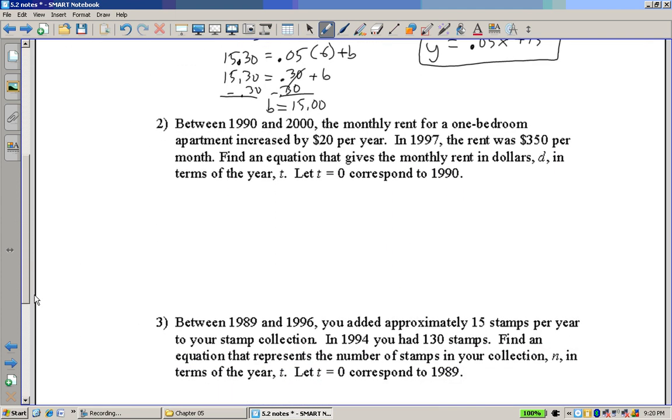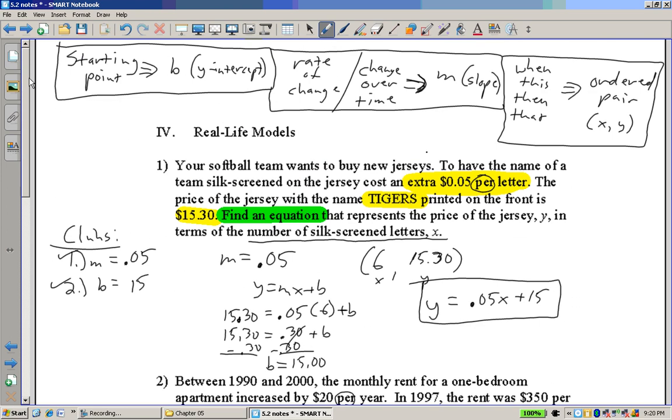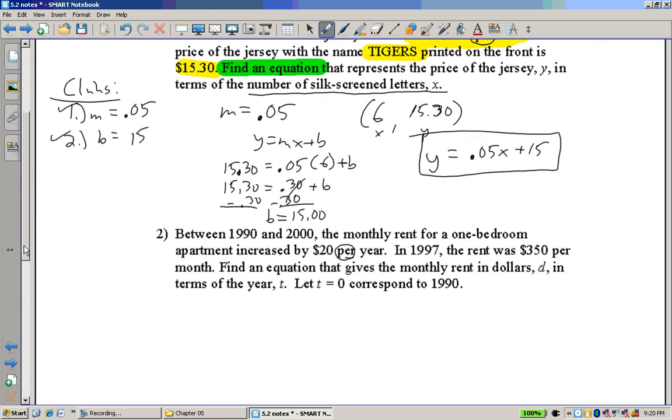Okay, let's look at the second one. Between 1990 and 2000, the monthly rent for a one-bedroom apartment increased by $20 per year. Now again, not always, but a lot of times this is an important clue. Per is usually rate of change. So if you see this word per, most of the time it's going to lead to the slope. Not always, but a lot of times.